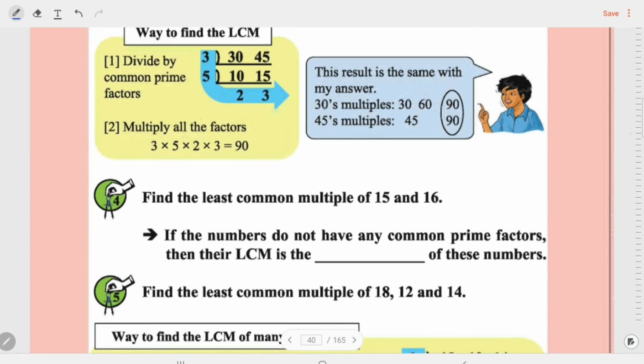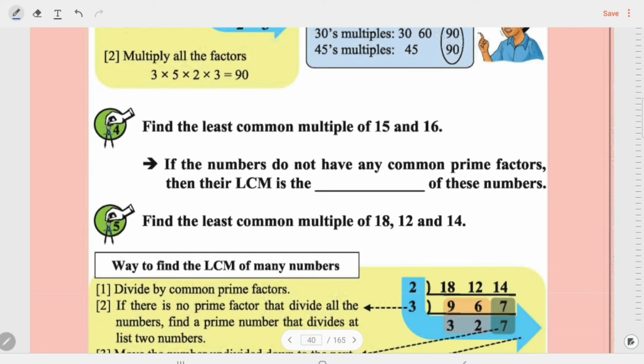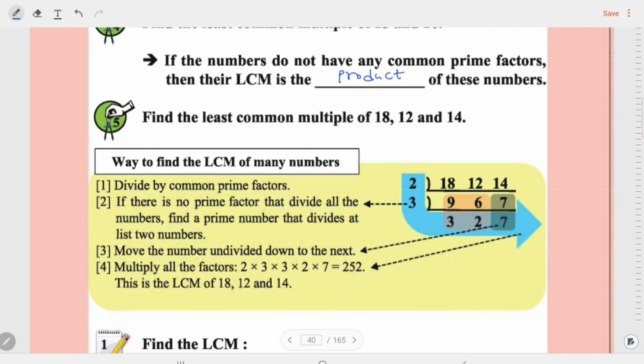15 and 16, these two are co-prime. If the numbers do not have any common prime factors, then their LCM is the product of these two numbers. Whether there are 2 or 3 numbers, it must be the product.